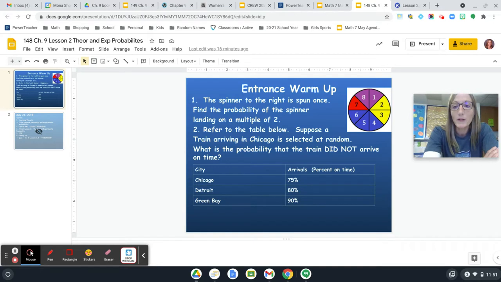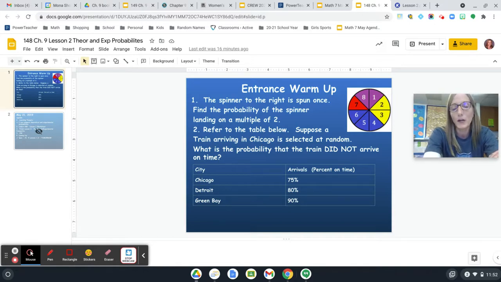But since that spinner is only through 8, that means the only multiples of 2 on that spinner are 2, 4, 6, and 8. There's 4 of them. So you have 4 possibilities out of 8 total outcomes there, 4 out of 8. And so that means if you simplify that, that's 1/2. And as a percent, that's 50%. And then also that's 0.5 or 50 hundredths as your decimal.